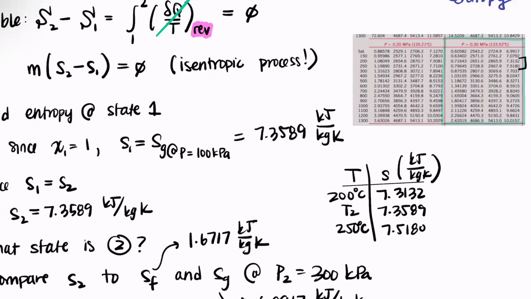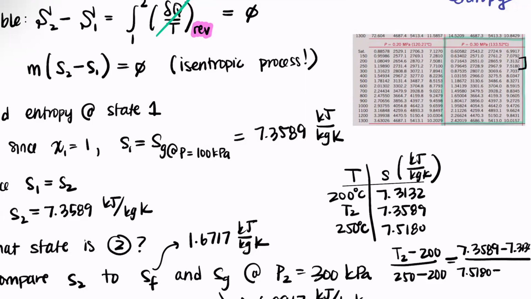Right? So we will interpolate. So we have T2 minus 200 divided by 250 minus 200 is equal to 7.3589 minus 7.3132 divided by 7.5180 minus 7.3132. And if we solve this for T, we get 211.2 degrees C.